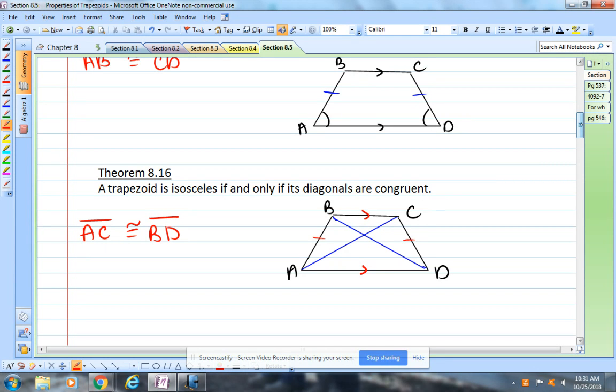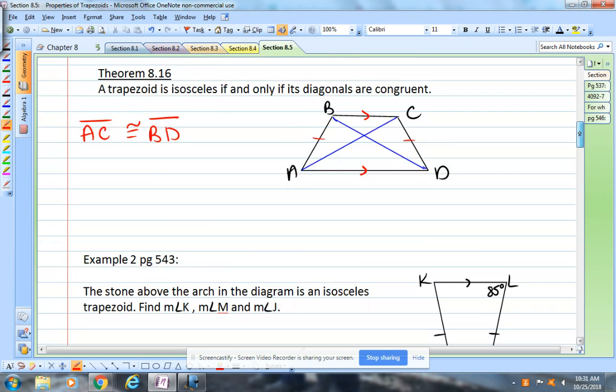So not all trapezoids are isosceles trapezoids. They don't have to have these two legs congruent, but if they are isosceles trapezoids, so if they tell you it's isosceles, then you know both pairs of base angles are congruent. If they don't show you or tell you it's isosceles, you don't necessarily know that. All right.